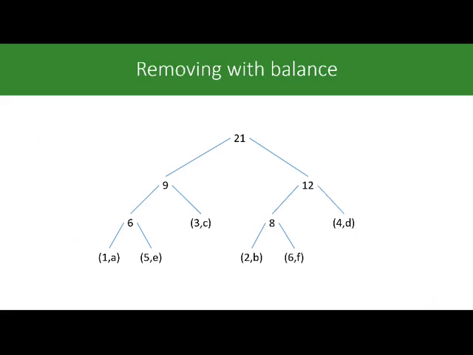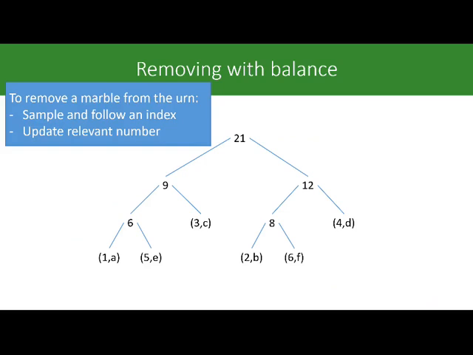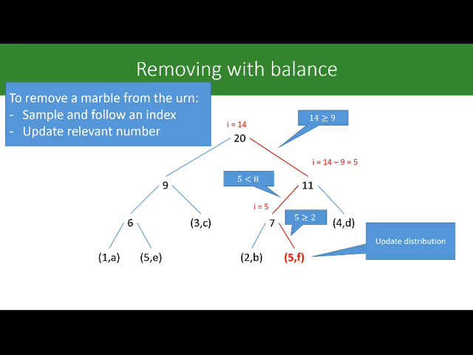But what about removals? Here I want to remind you that by removal I mean sampling an index, following it down, and updating the relevant number by decrementing the weight by 1, as if we were removing a single marble out of the urn. Okay, let's do that. Index 14, like we had in the beginning. 14 is greater than 9, so we go right. 5 is less than 8, so we go left, and so on. And we figured out that we want to sample and remove 6. Update its distribution, update the weights, fine.